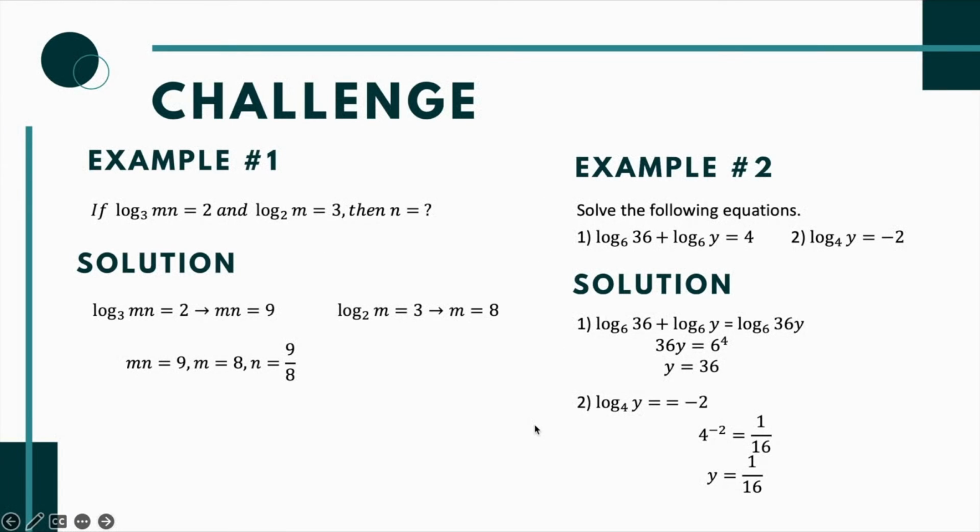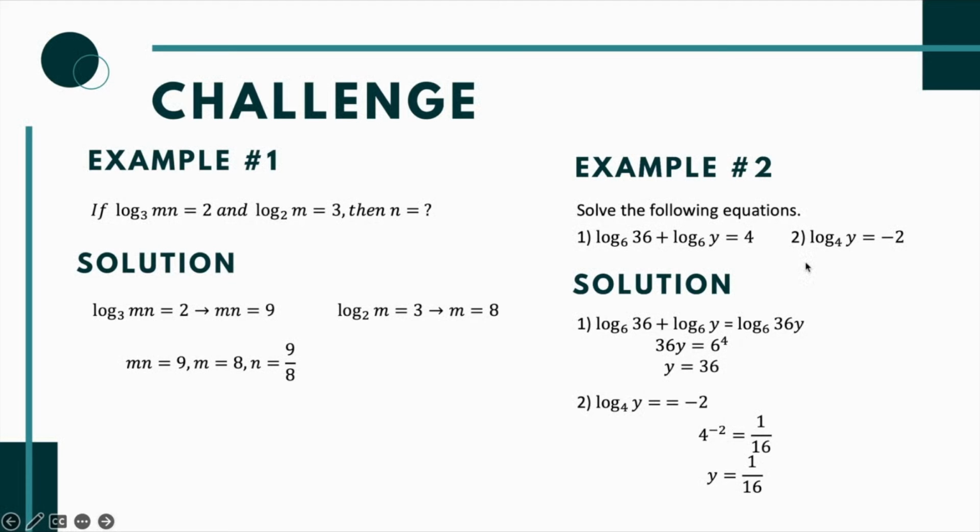For a second example, we have two equations. First off, log base 6 of 36 plus log base 6 of y equals 4, and we need to find y. Here we can use the product rule in reverse. So we know that log base 6 of 36 plus log base 6 of y can be combined using the product rule to log base 6 of 36 times y. Then we know that 36y is equal to 6 to the power of 4, meaning y is equal to 36.